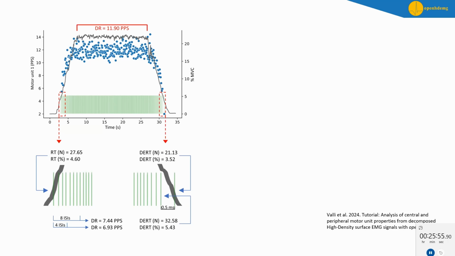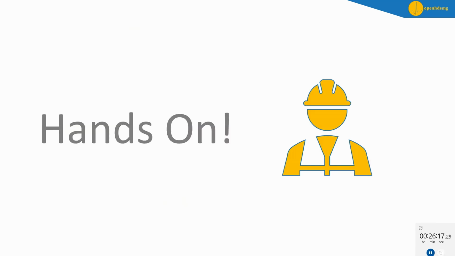This is why we developed the openhdmg library, having in mind the flexibility. So if you use the library, you can customize as many things as you want. You can customize how many firings to use at recruitment and derecruitment. You can select the discharge rate and so on. You can even select the measure of accuracy that you want to use, for example.